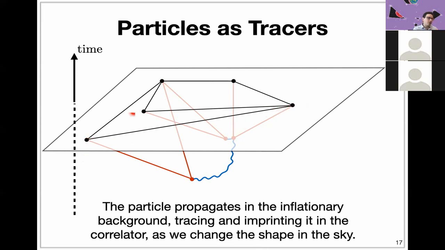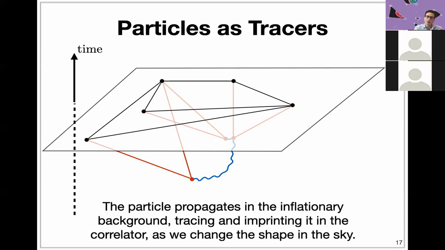Remember that larger scales are earlier times. So as I change the shape of the correlator, I'm probing different times during inflation. And then this blue particle needs to propagate consistently in the background geometry. So it can't be that anything goes for the shape of this cosmological correlator. It needs to be consistent with this blue particle flying through the expanding cosmology and really tracing the background cosmology.